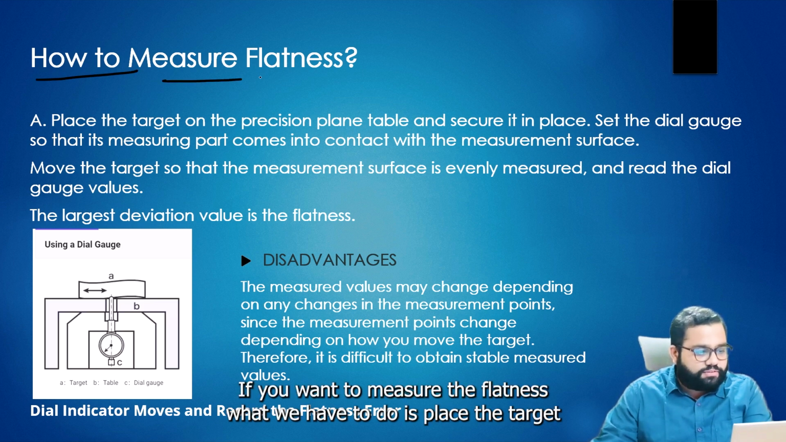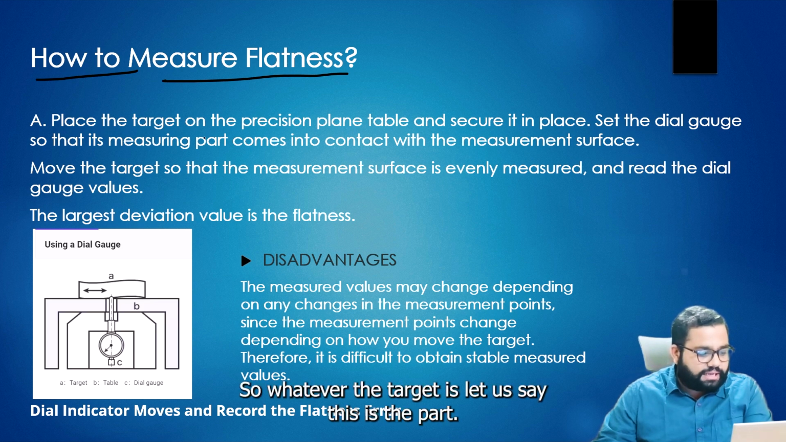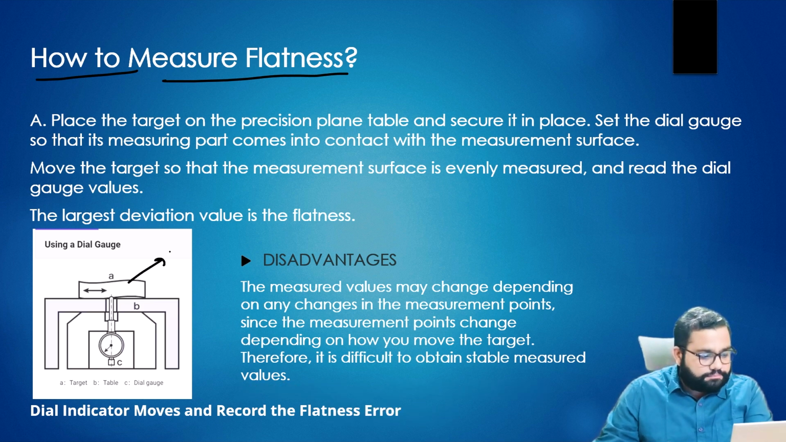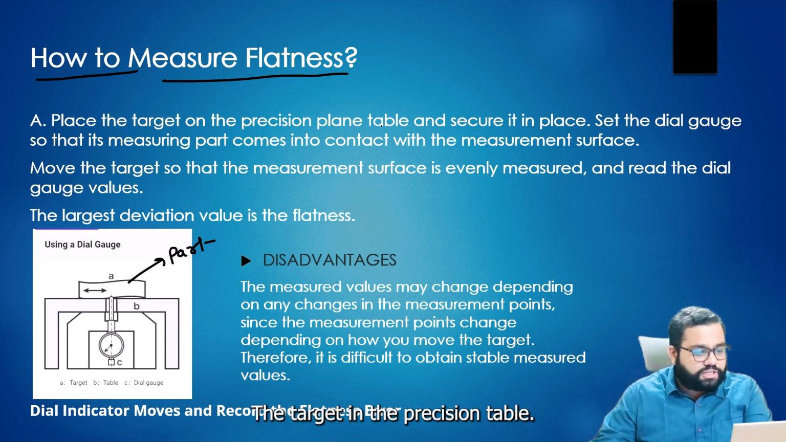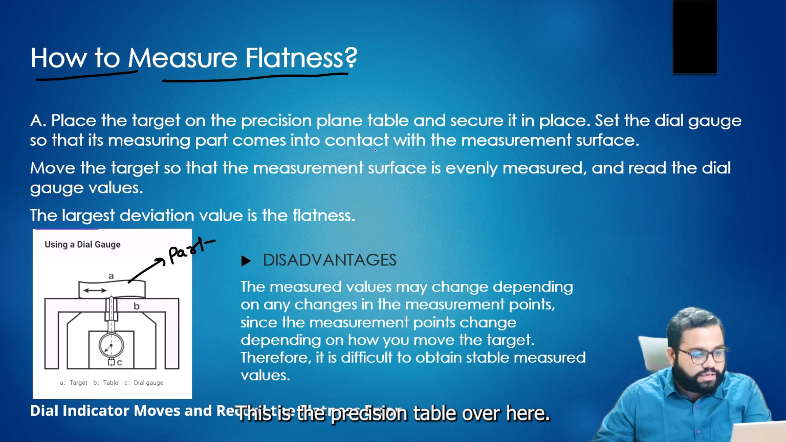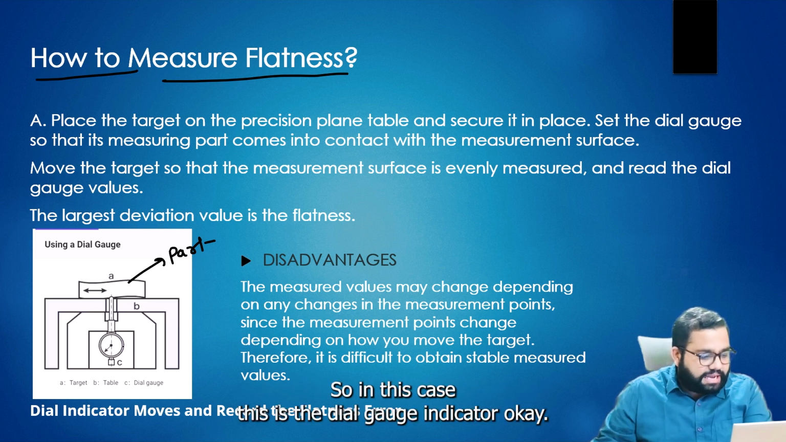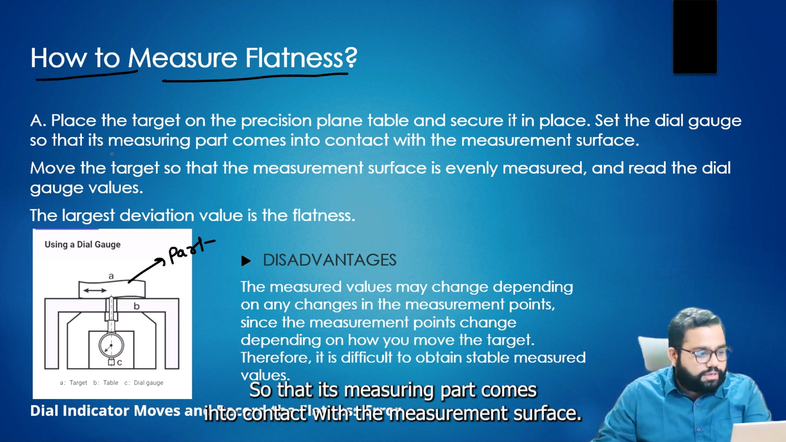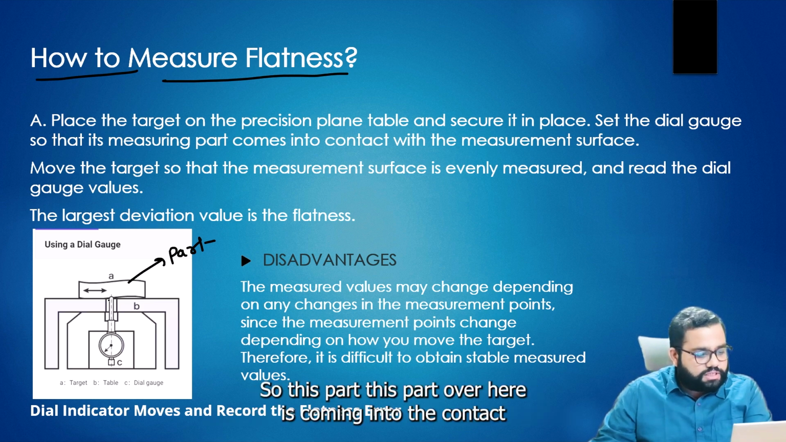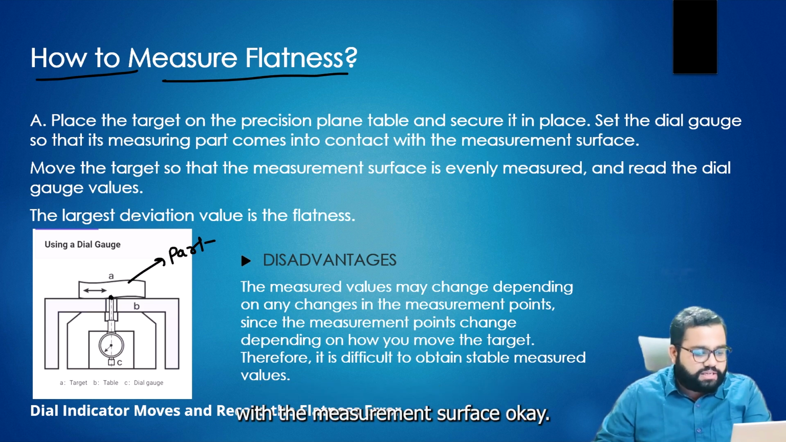If you want to measure the flatness, what we have to do is place the target. Okay, so whatever the target is, let's say this is the part. Place the target on the precision table, this is the plane table over here, and secure it in place. Set the dial gauge. In this case, this is the dial gauge indicator, so that its measuring part comes into contact with the measurement surface. So this part over here is coming into contact with the measurement surface.